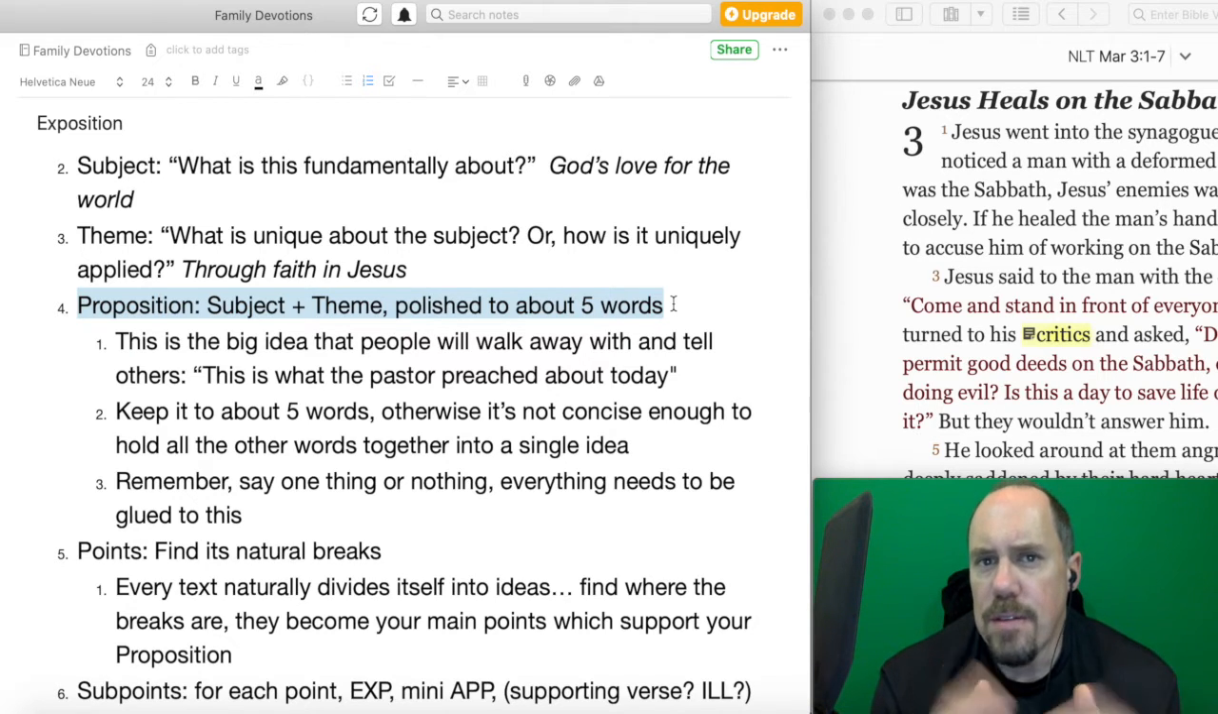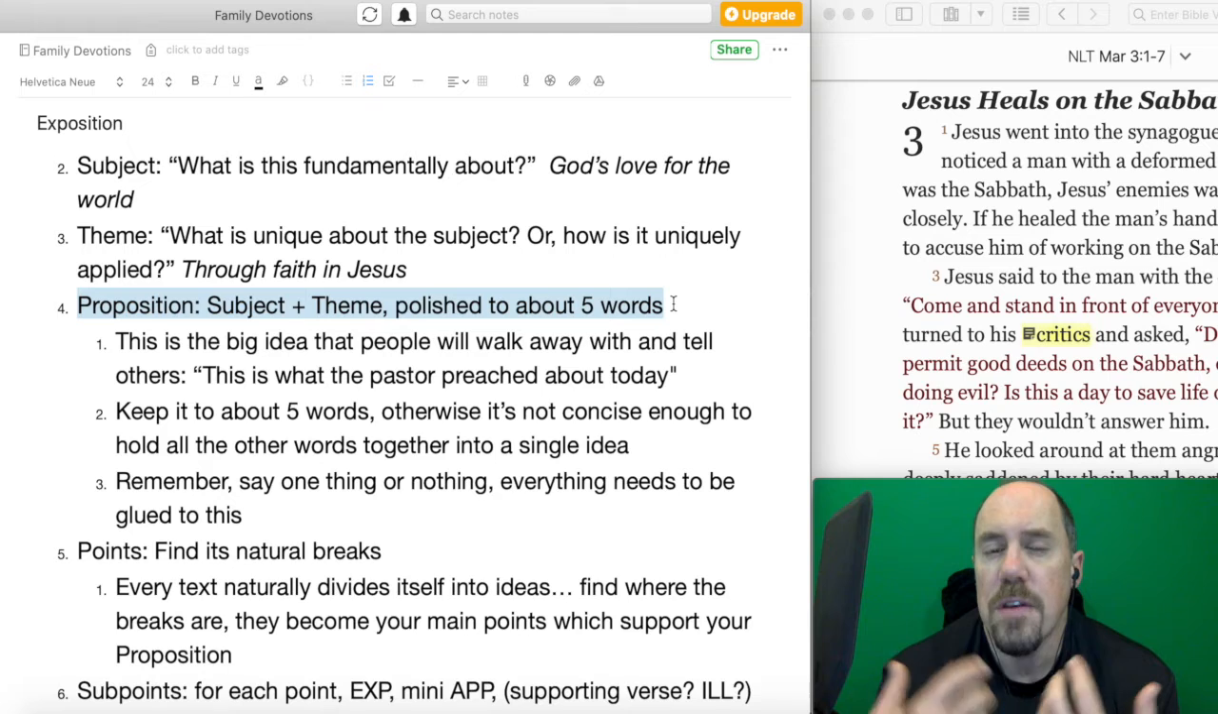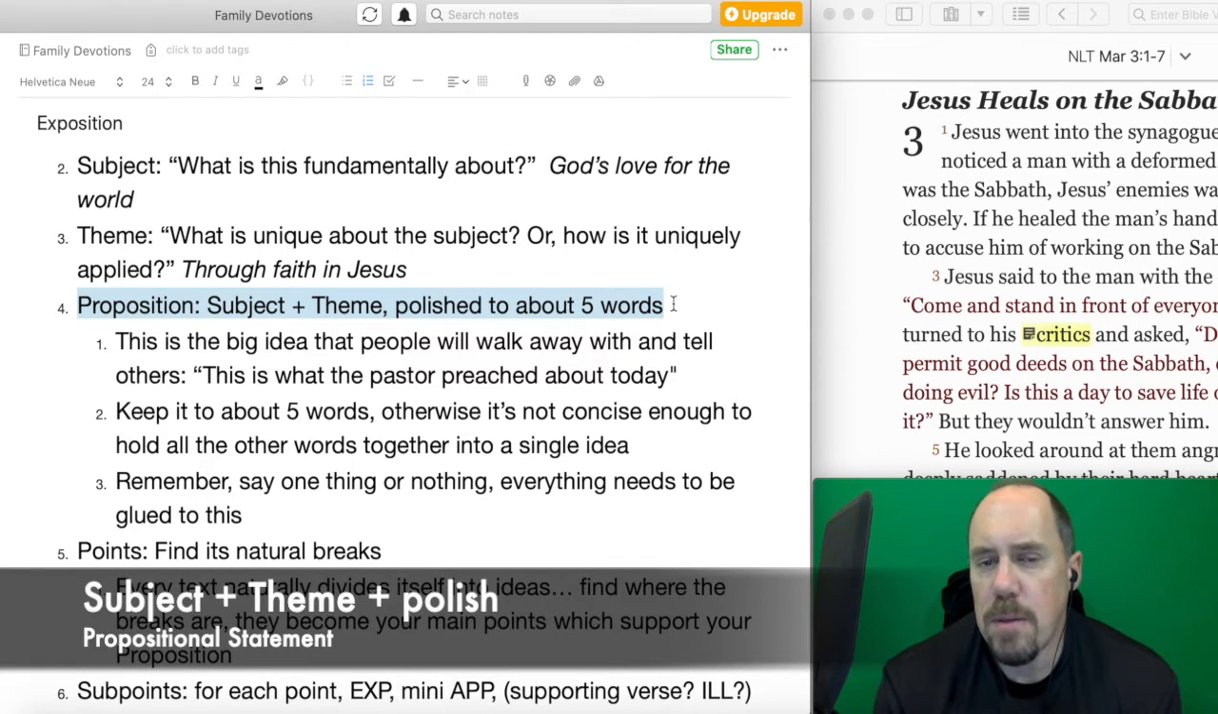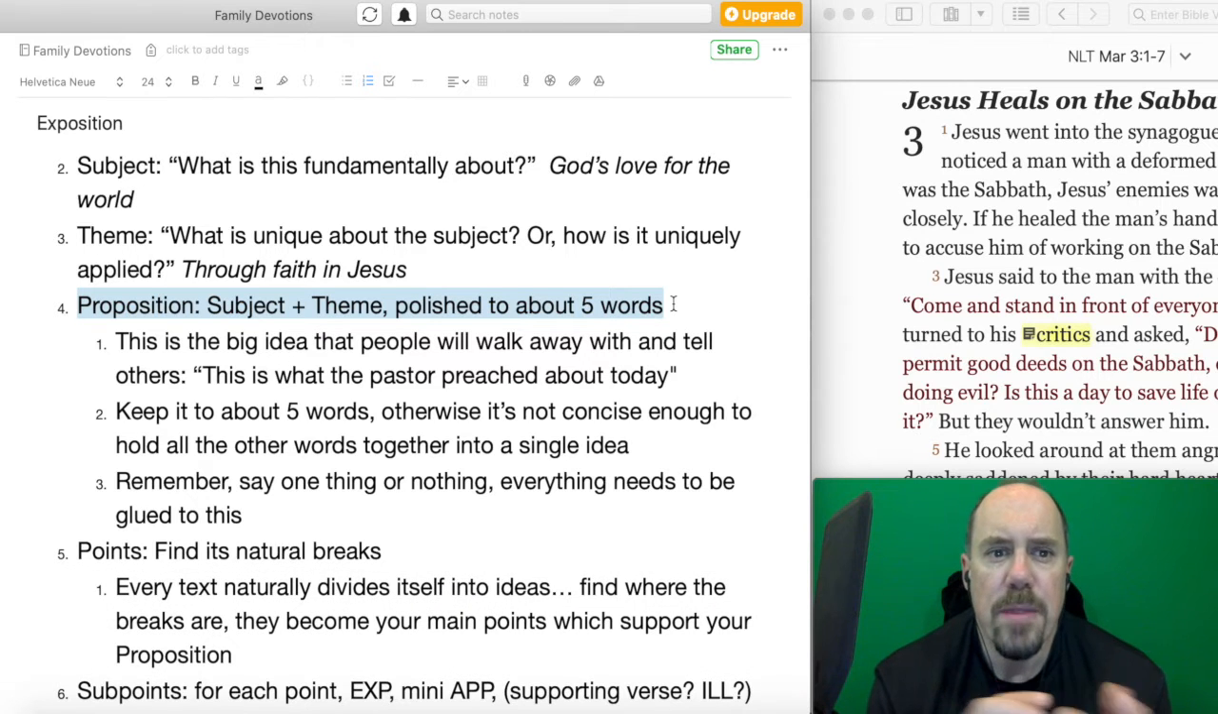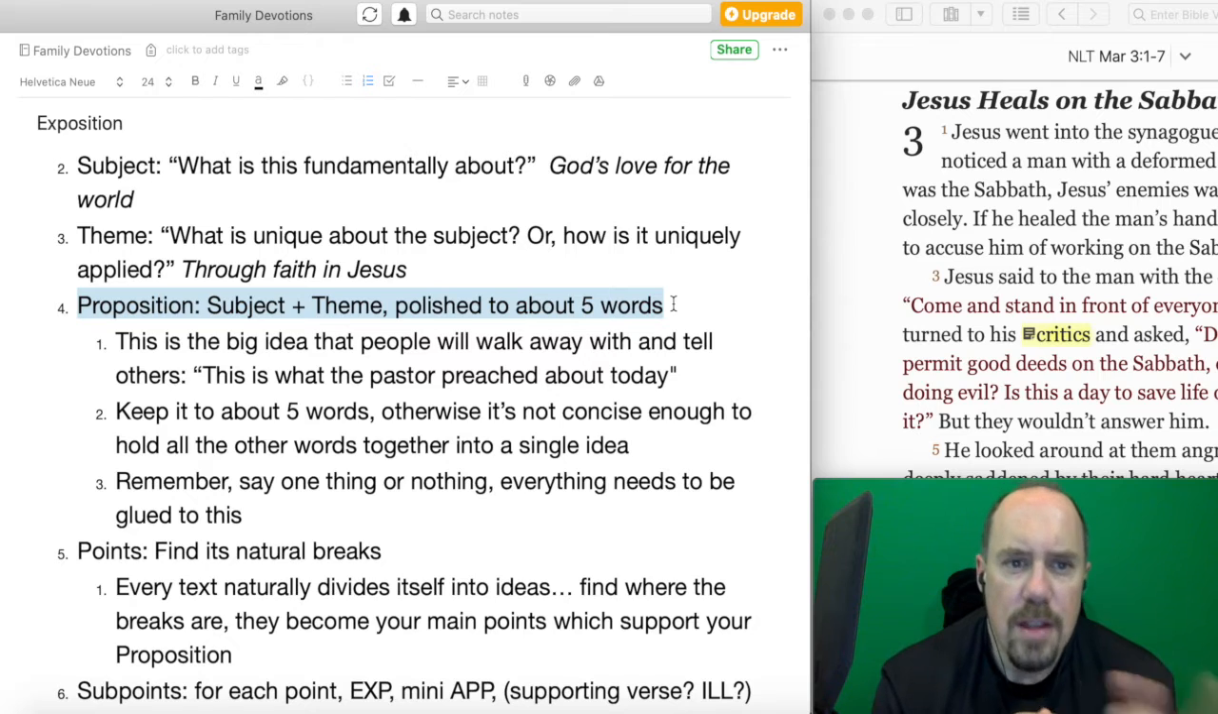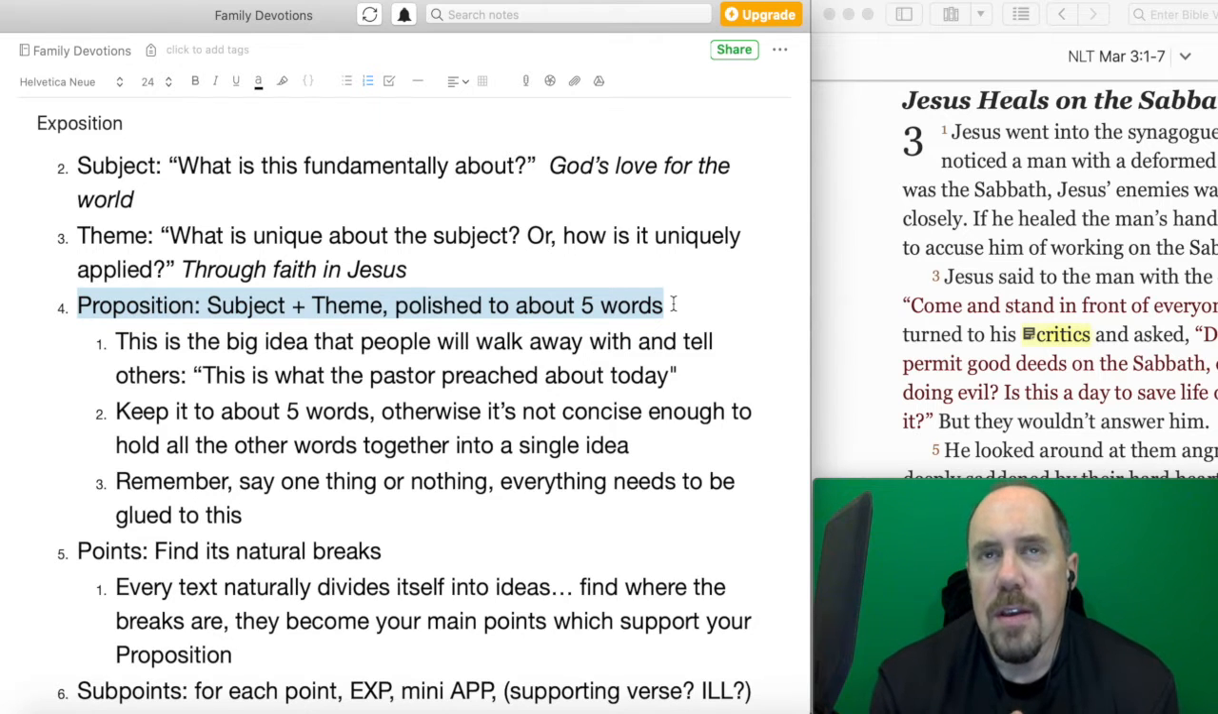How do you get to your thesis? How do you get to your proposition? What are you proposing? This is what I propose to talk about. This is what I propose the Bible is telling us, okay? Proposition: it's subject plus theme, and then polish it into roughly 5 words. So God's love for the world through faith in Jesus. So subject, God's love. Theme, put your faith in Jesus. God asks for your faith.